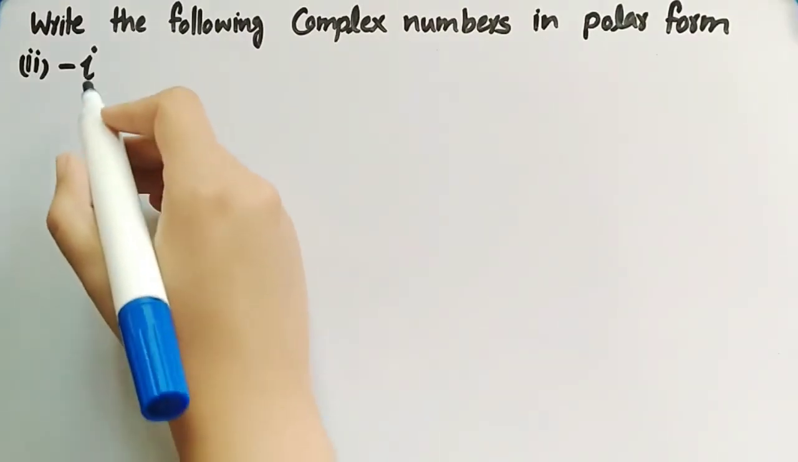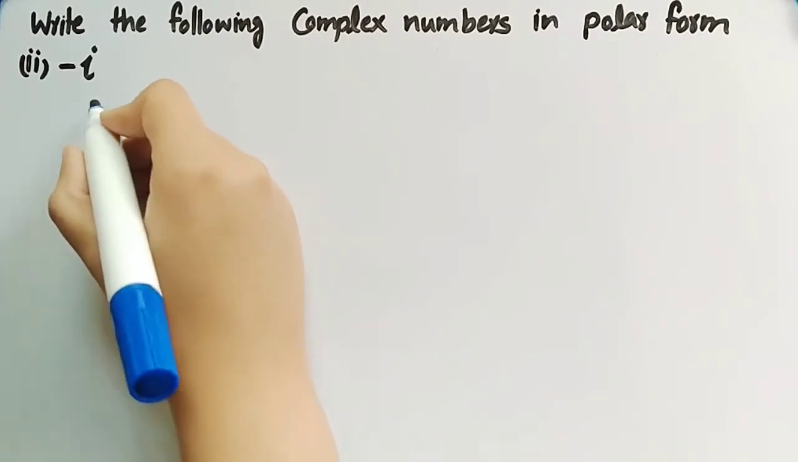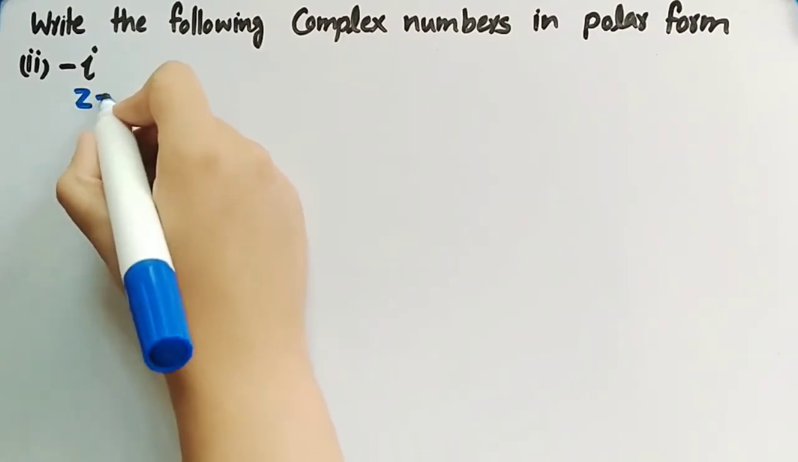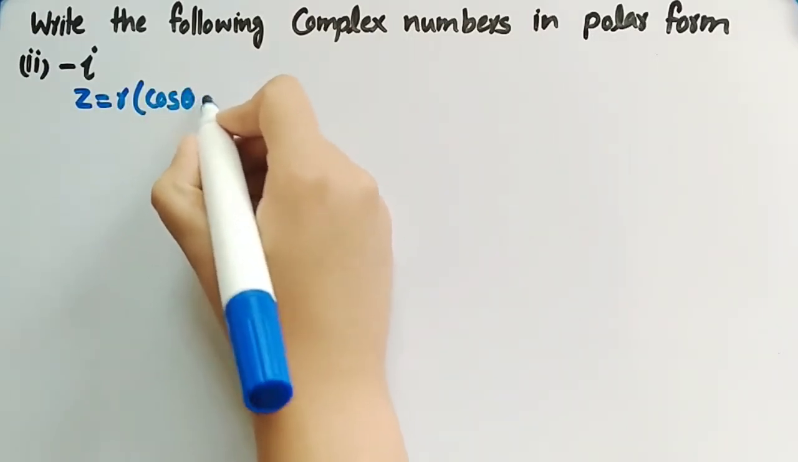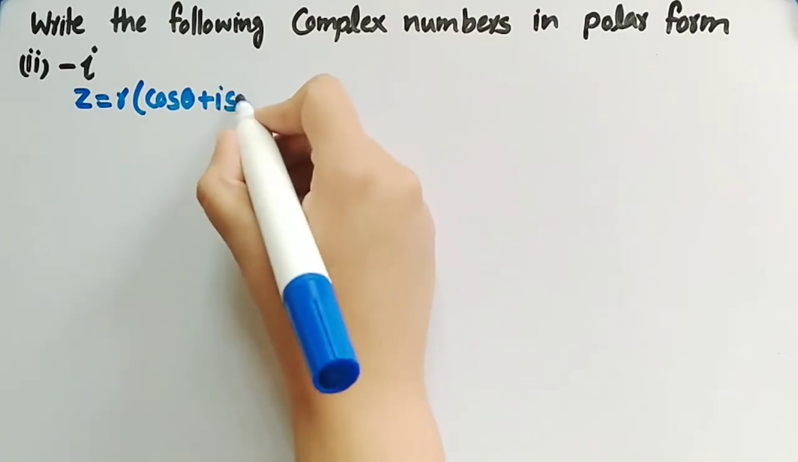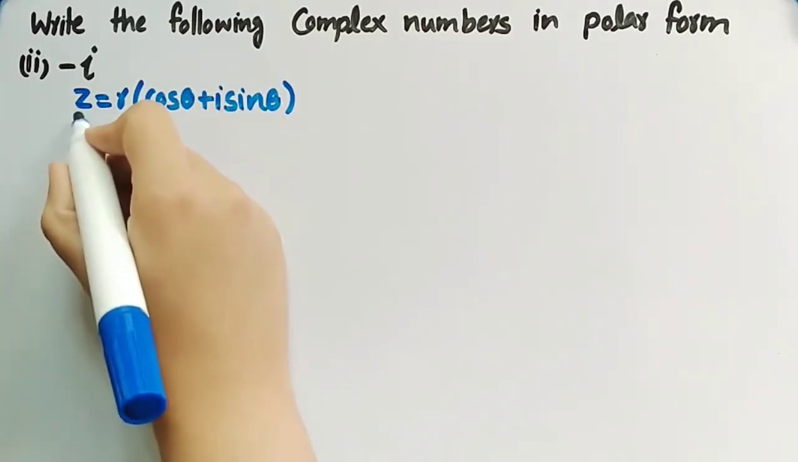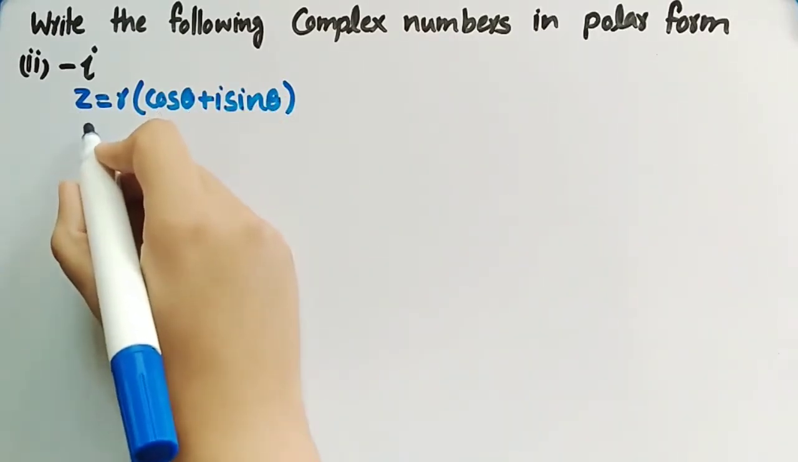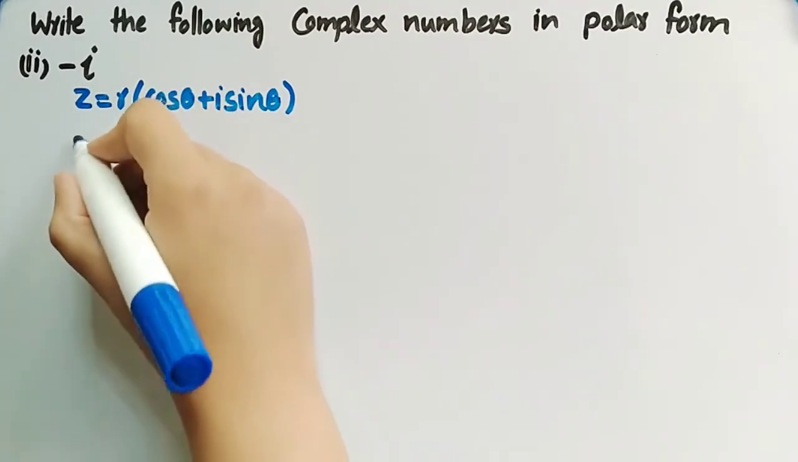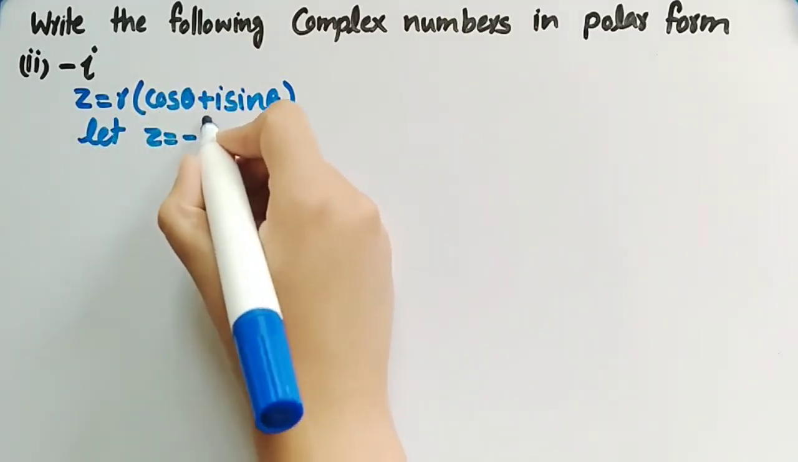Now we will write minus iota in polar form. We know that the polar form of any complex number z is equal to r cos theta plus iota sin theta, where r is the modulus of complex number z and theta is the principal argument of the complex number z. So let z is equal to minus iota.